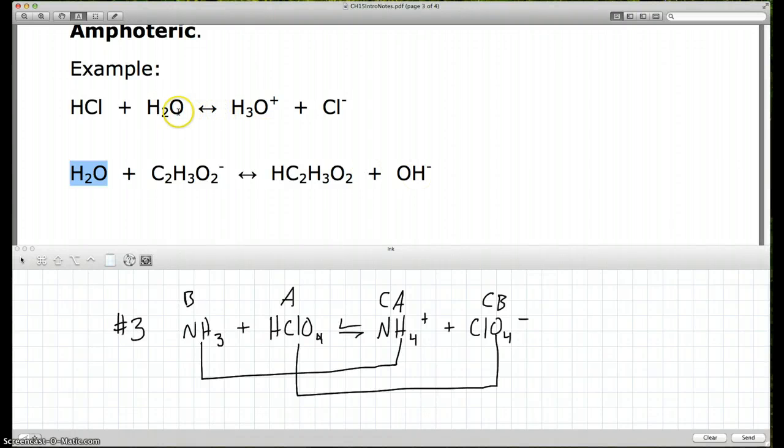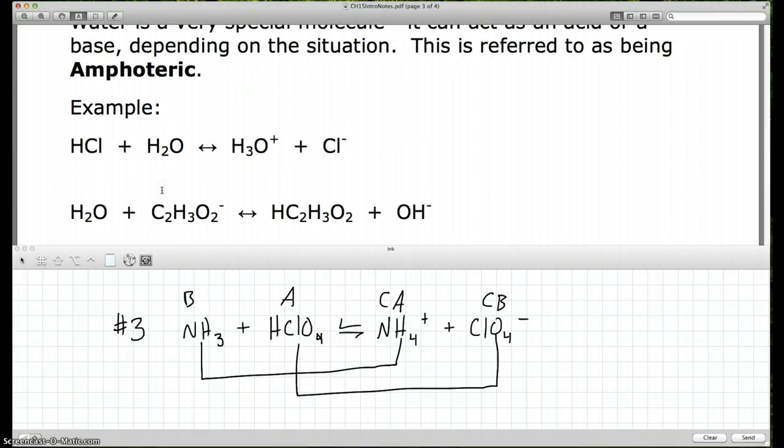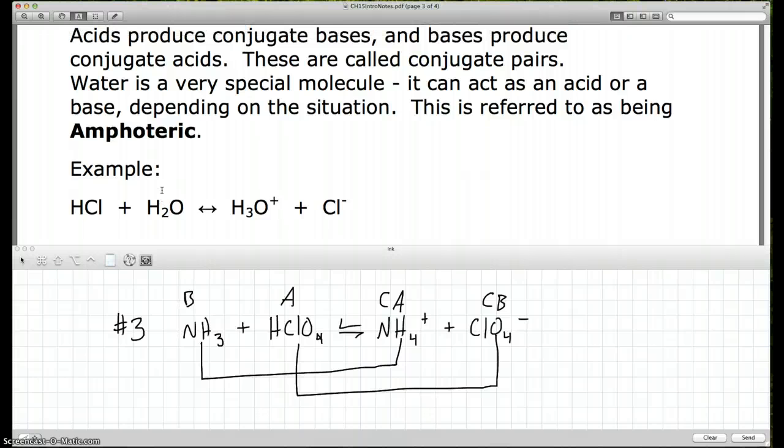So in this first example, H2O is acting as a base. In the second example, it's acting as an acid. So you can see it's amphoteric. Depending on the situation, it can act as either an acid or a base.